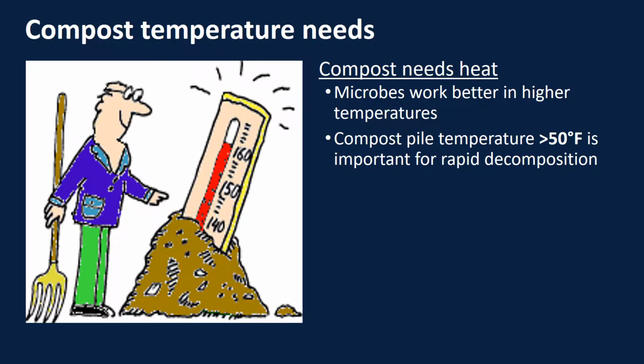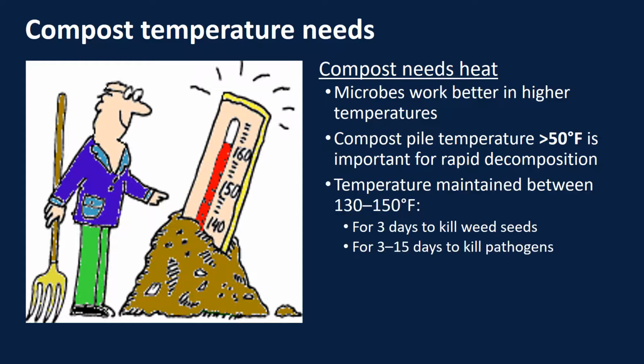And we do that by doing all the steps we talked about before, adding moisture to the right levels, mixing frequently. We really want that temperature to be above 50 degrees Fahrenheit for rapid decomposition. And when we can get that up above 130 to 150 degrees Fahrenheit for 3 days, we're going to kill weed seeds. We get it there for 3 to 15 days, we're going to kill pathogens. And that's really one of our goals, is we want to be able to do that.